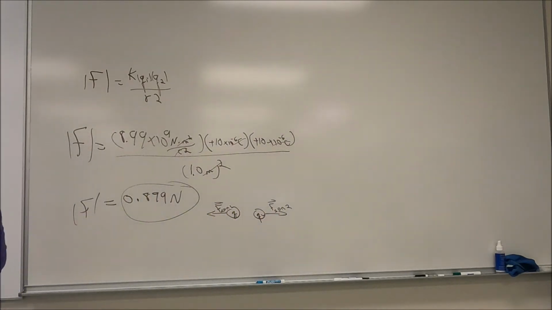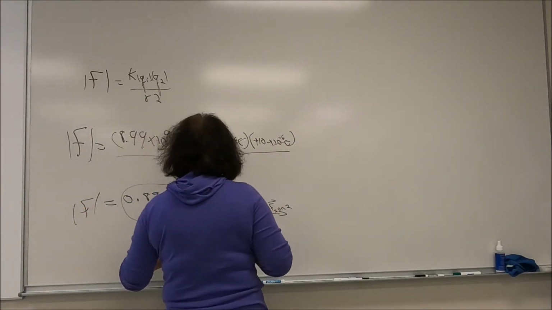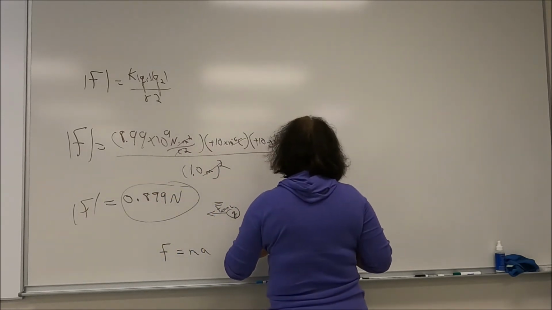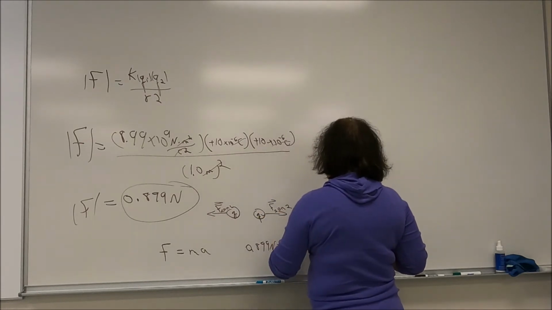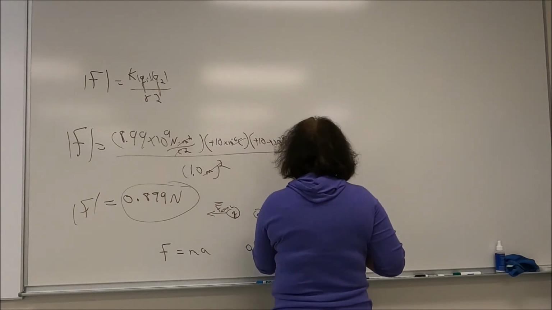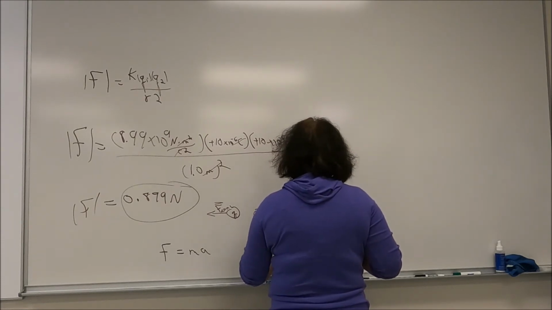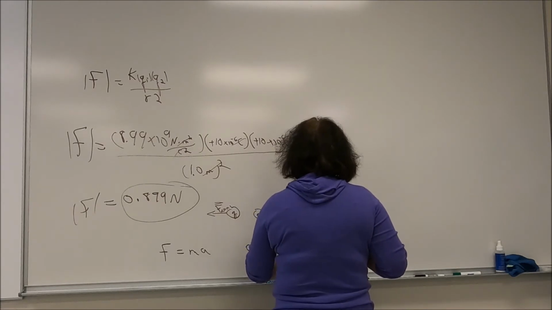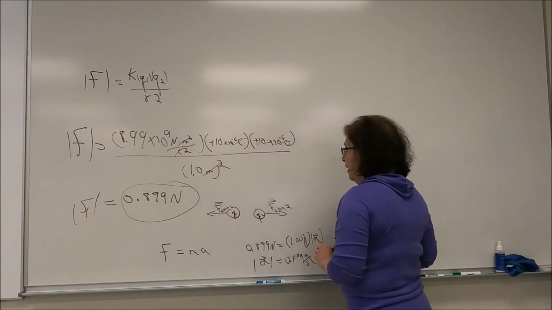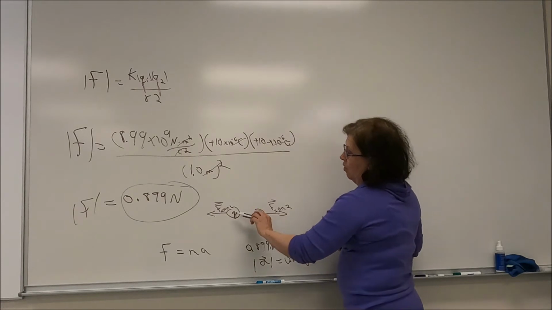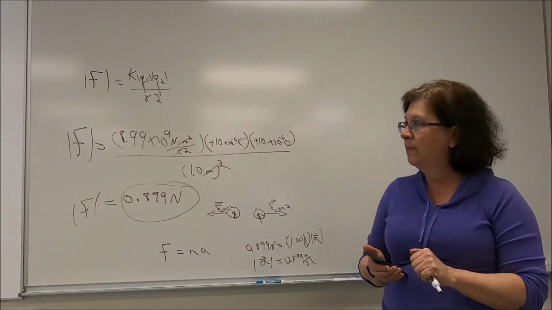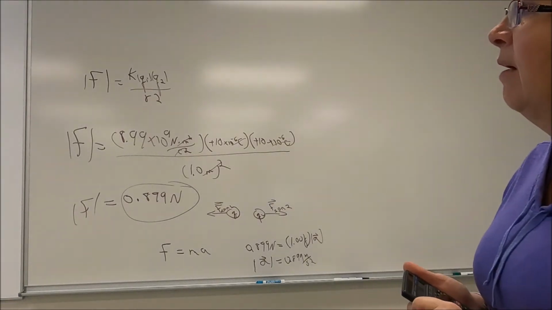Now the other question we're asked is, what is the initial acceleration? Well, we know force equals mass times acceleration, so 0.899 newtons is equal to mass, which we're told is 1 kilogram, times A. So the magnitude of the acceleration here is 0.899 meters per second squared. For Q1, it would be in negative x. For Q2, it would be in positive x.